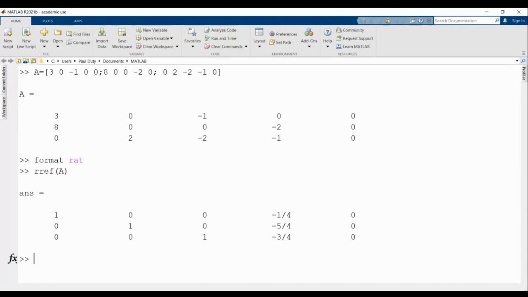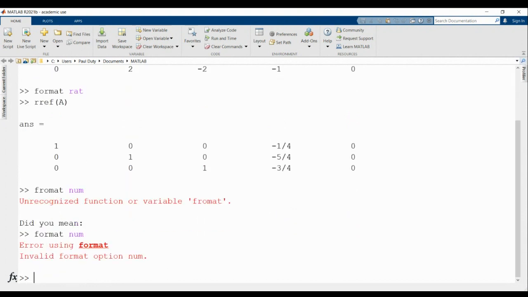That's the reduced form of the augmented matrix. Format RAT, what that does is it creates fractions in the row reduction. If you had, like, I'll show you something here. If you had format num, I didn't do it right. Hold on, one moment. Probably have that wrong. Let me check it.